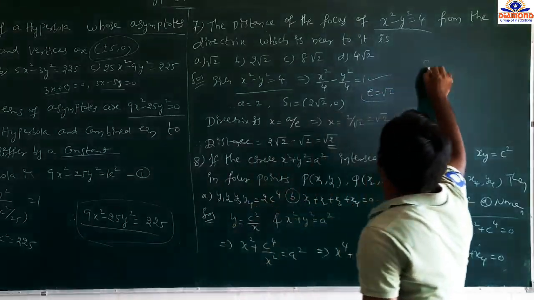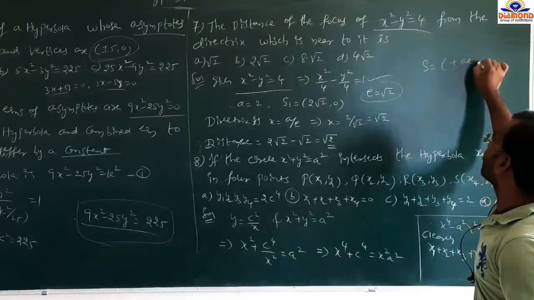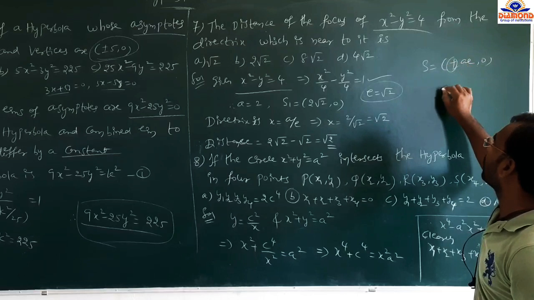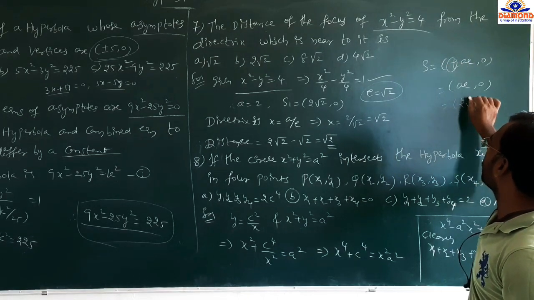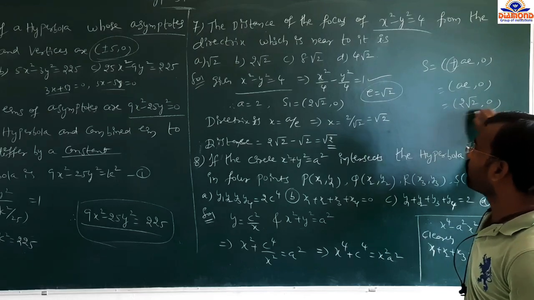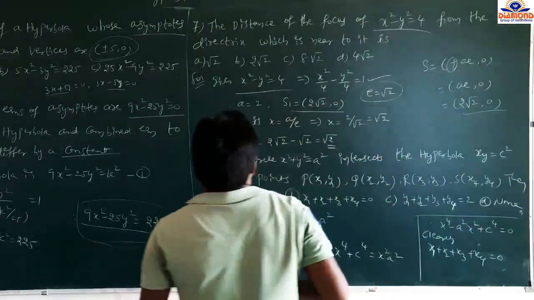What is the focus formula? Plus or minus AE comma 0. You can take one focus plus only. AE comma 0. So that equal to A value is 2, E value is root 2. So 2 root 2 comma 0. One focus is that. Now distance.